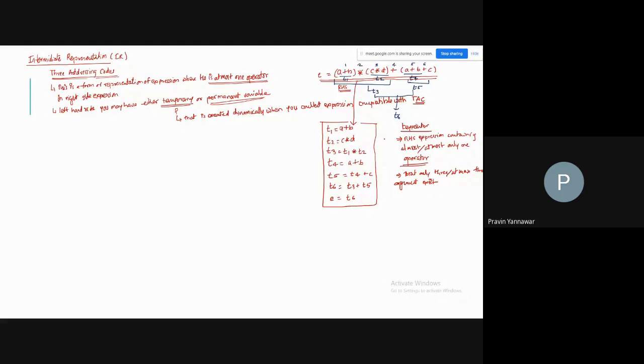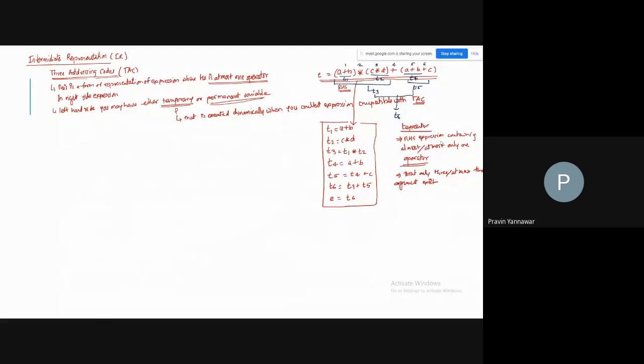Whenever you are dealing with three addressing code, the key elements are that on the right hand side of the expression you must have at most one operator, and on the left hand side you may have either a temporary variable or a permanent variable. Whenever you have an expression, you convert it that way, so any complex expression can be divided into three addressing code.